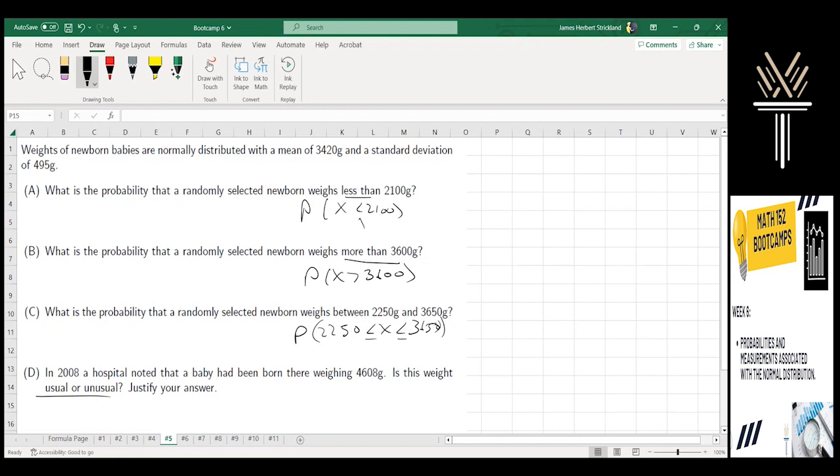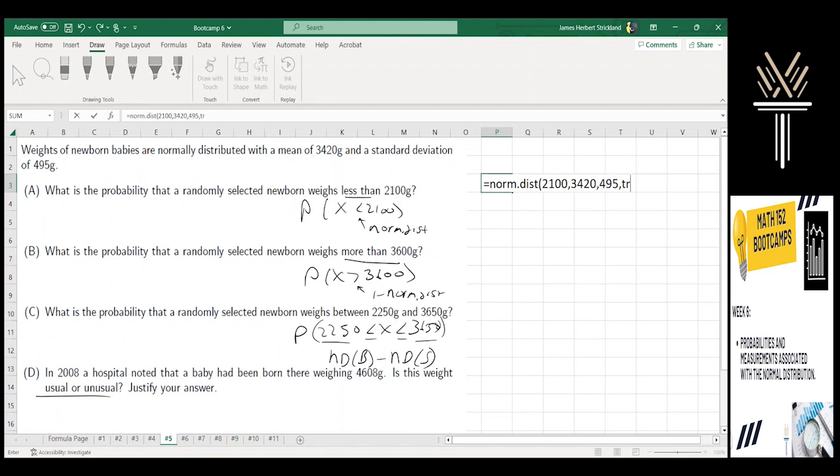So when we see less than, we know it's just norm.dist. When we see greater than, it's 1 minus norm.dist. And when we have two values, it's going to be norm.dist of the bigger calculation minus norm.dist of the smaller calculation. So let's do it. Norm.dist smaller, 2100, because it's this less than. Mean was 3420. Deviation is 495. Always, always true.